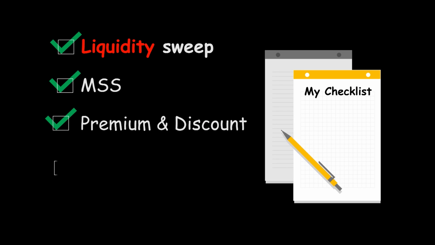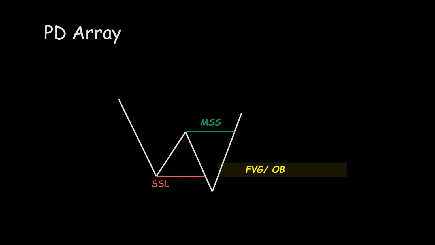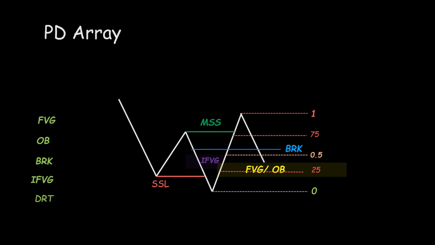The next thing I look for is a PD array, which is simply an area within that discount zone where price is likely to react. Generally, I prefer to see price return to a FVG or an IFVG or an order block, because those areas often act as strong points of interest, places where institutional traders are likely reloading their positions. But I'm also flexible here. Sometimes, instead of a clean order block or FVG, price will respect a breaker block or even form a dealing range target within the same zone.